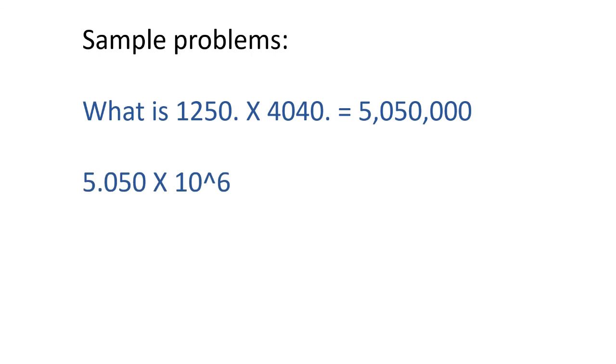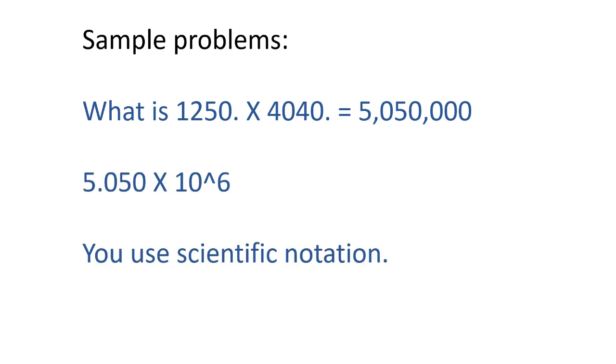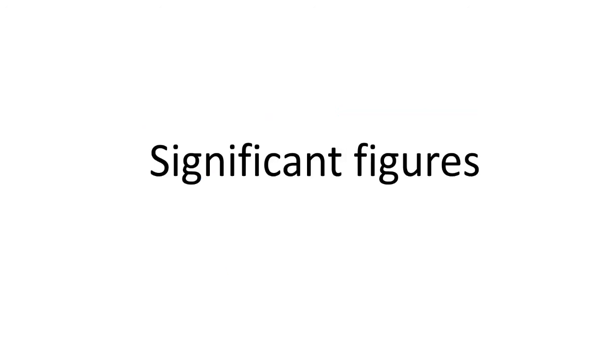You do it in scientific notation. 5.050 times 10 to the 6th. That's one of the other reasons we use scientific notation. It's a way, sometimes the only way, to represent certain numbers in proper significant figures. That is my lesson on significant figures. Hope you enjoyed it. The end.